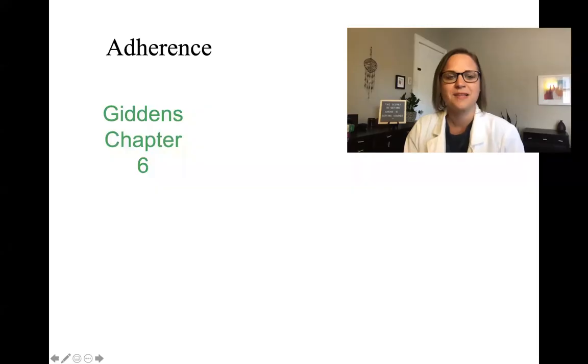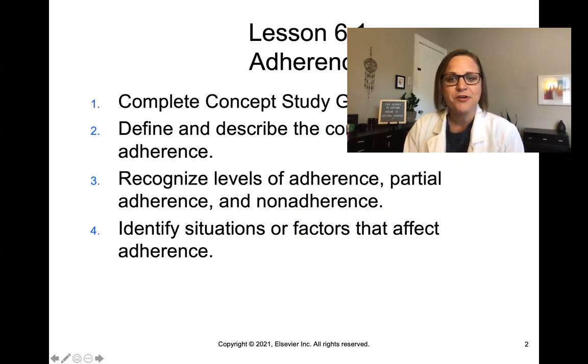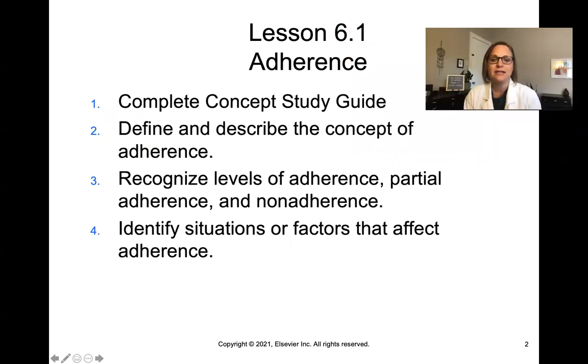So today we're going to be talking about non-adherence and what that means in nursing. So we're going to be just in your Giddens text for this topic. We're going to be in Giddens chapter 6. Now you're going to be wanting to complete your study guide on adherence as we go through this and be able to meet these objectives: being able to define and describe in your own words the concept of adherence, and then recognizing the levels of adherence, because you can be completely non-adherent to perfectly adherent to somewhere in the middle with patients and their medical adherence.